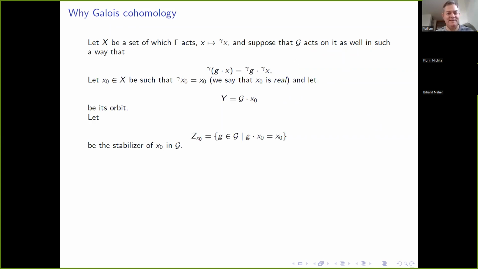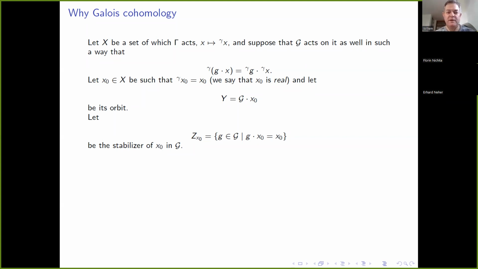Now let's take an element X naught in X that is stable under conjugation. We say that it is real, right? So its complex conjugate is equal to X naught itself. Therefore, it's real. And we take its orbit. So we are interested now in classifying real orbits. So we start with the real element, but we take its complex orbit, and we are interested in the real orbits contained in this complex orbit.